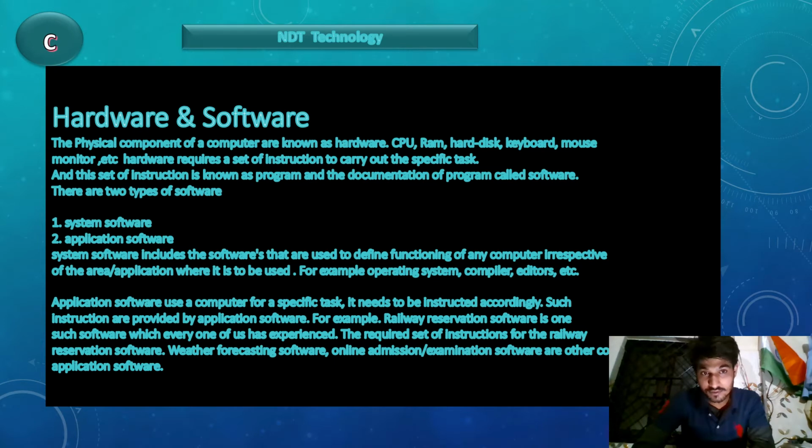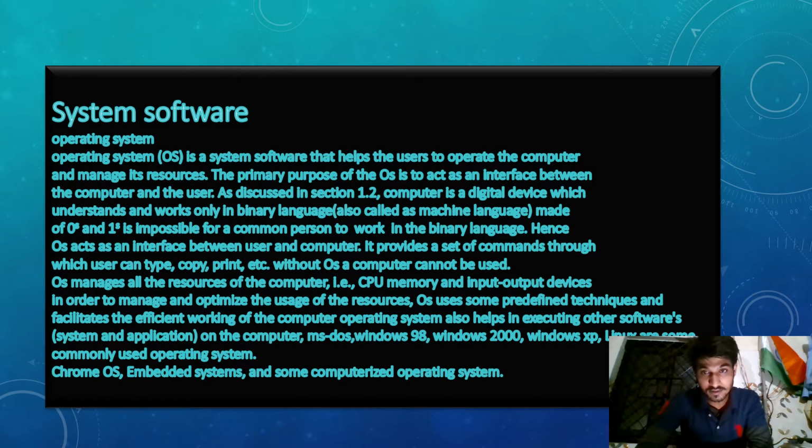System software includes the software used to define the functionality of a computer, respective of the area where it is used, for example operating system, compiler, editor. Application software uses a computer for a specific task. It needs to be instructed accordingly, and such instructions are provided by application software. For example, railway reservation software is one such software which every one of us has experienced, for example IRCTC. It is a kind of application software. I'm going to dive deeper into system software and application software in my next terminology. Probably an operating system is a system software.